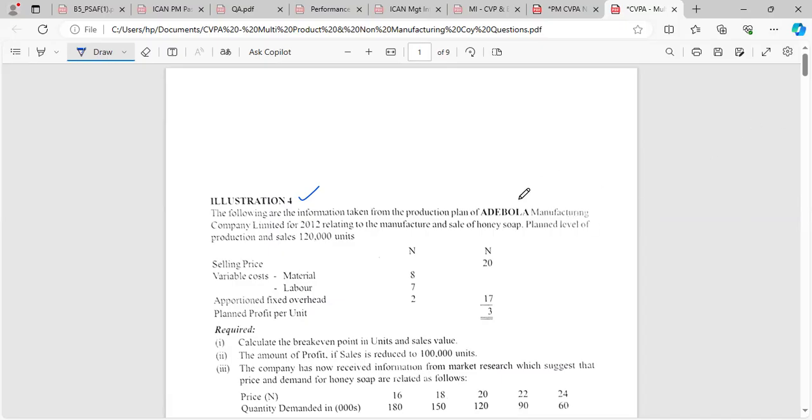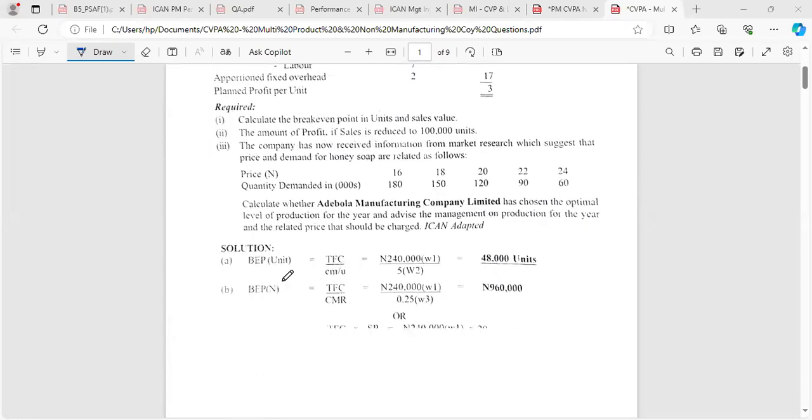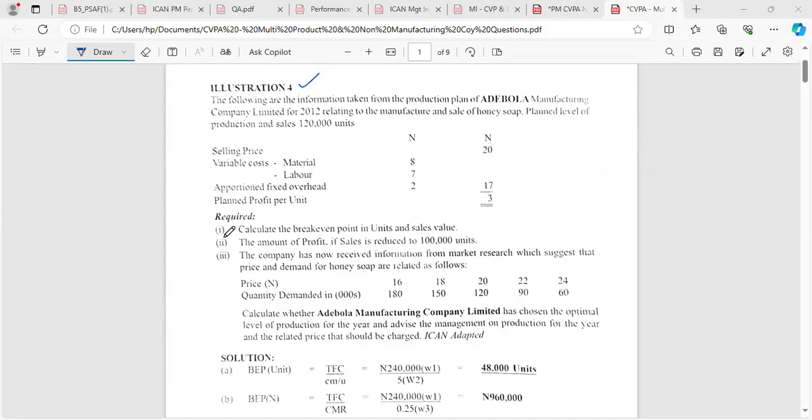Now, let's see. Let's take this illustration 4. What we want to look at here is that requirement 1 states, calculate the break-even point in units and in sales value. That's the first requirement. And we remember that the formula for break-even point in units is what? Fixed cost over contribution per unit.